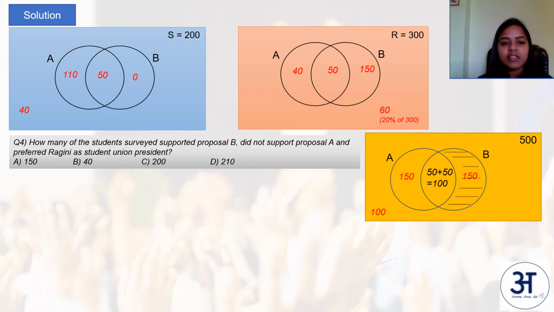How many of the students surveyed supported proposal B, did not support proposal A, and preferred Ragini as student union president? So here supported proposal B and did not support proposal A is this shaded region in yellow, if you see. So it is this 150 students. So these are the actual students who supported proposal B and did not support proposal A. And we have to see the same region for Ragini because here it is asked about Ragini. So for Ragini also it is 150 as well. Why? Because for Sunita, N of only B is 0. So the answer here is 150.